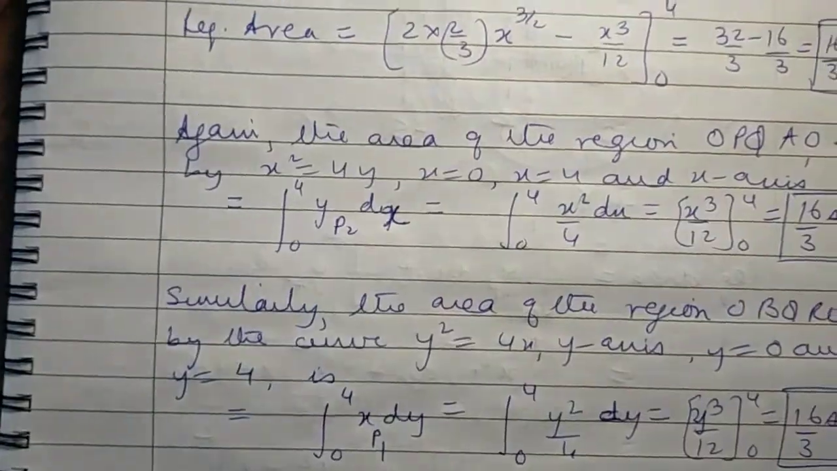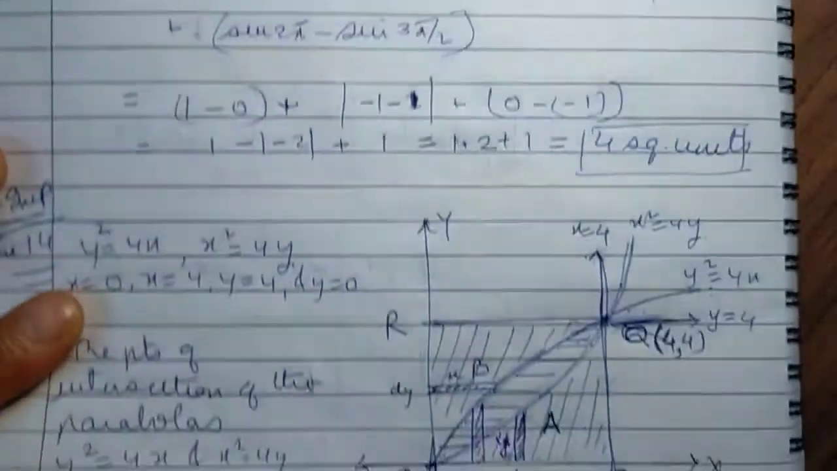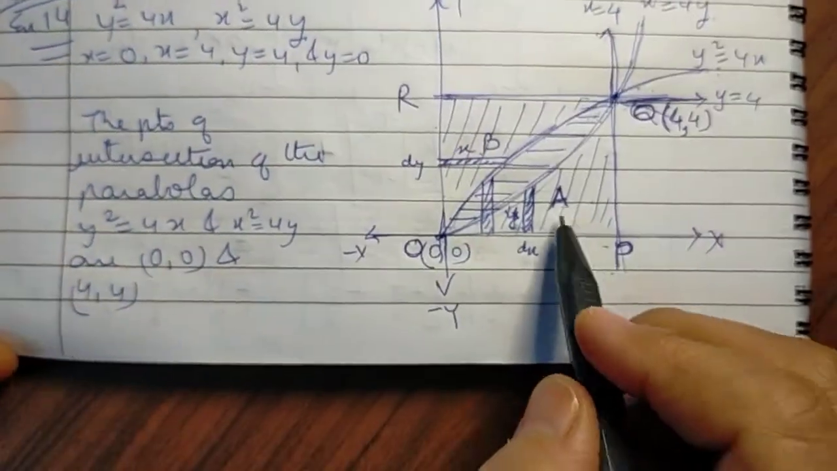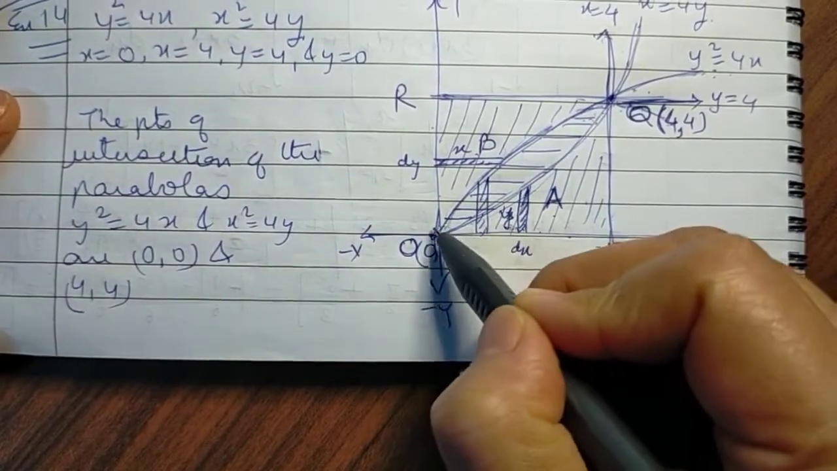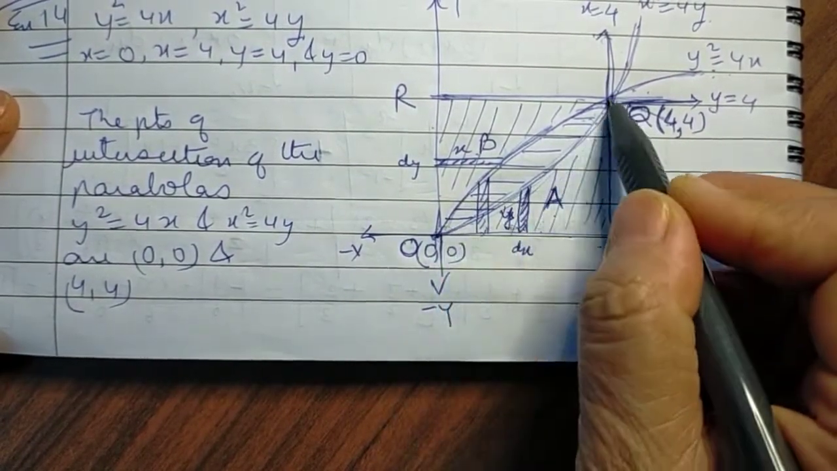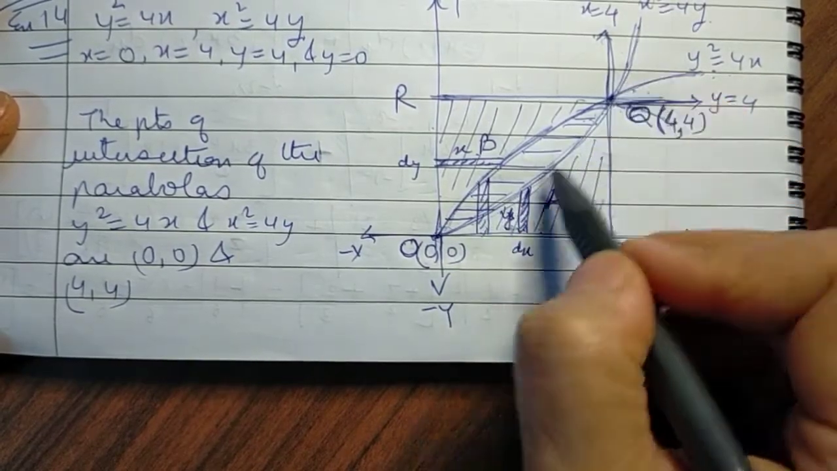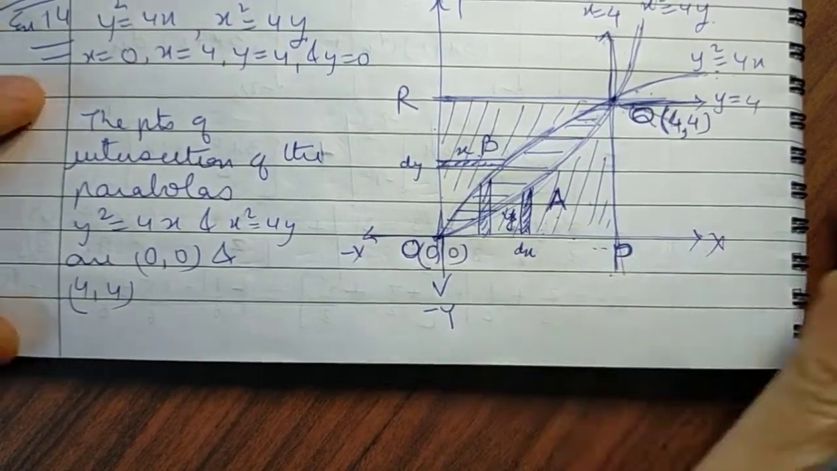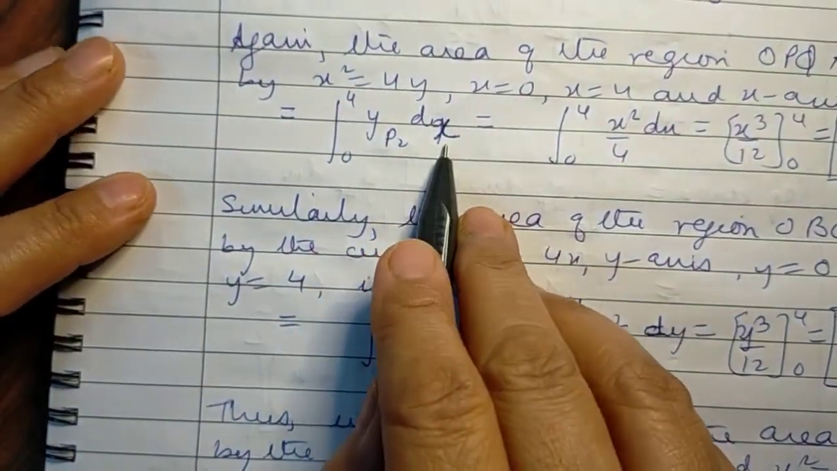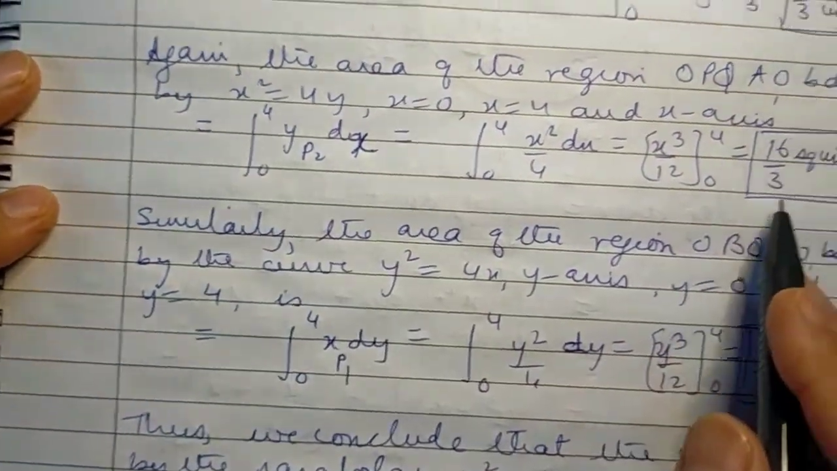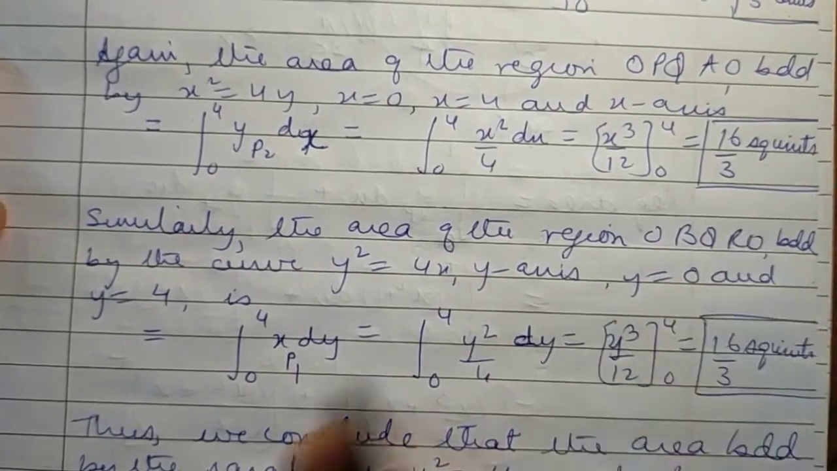Then we find the area of the region A, which is this one. This area is the area bounded by the parabola 2, which is x squared equal to 4y, and the x-axis. So that's what we do. Parabola 2 dx from 0 to 4, which comes out to be 16 by 3 square units.